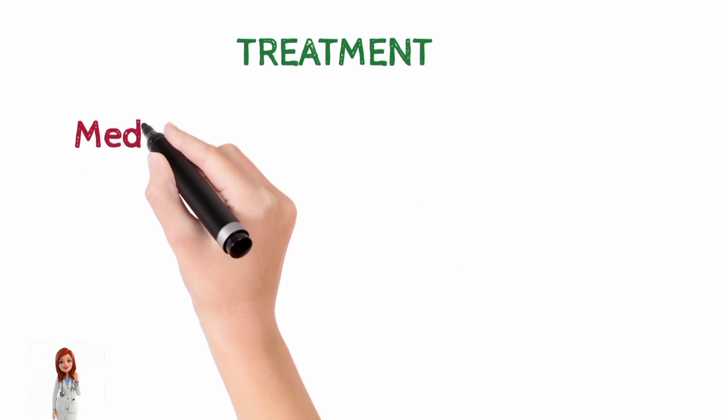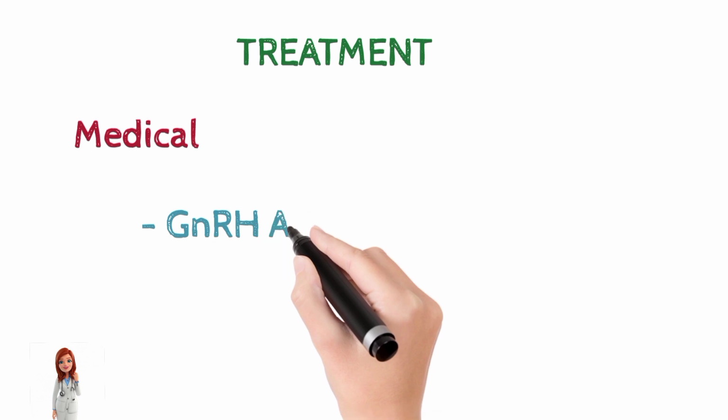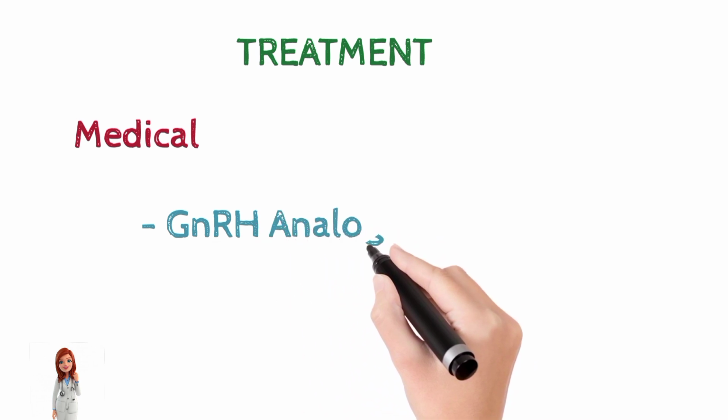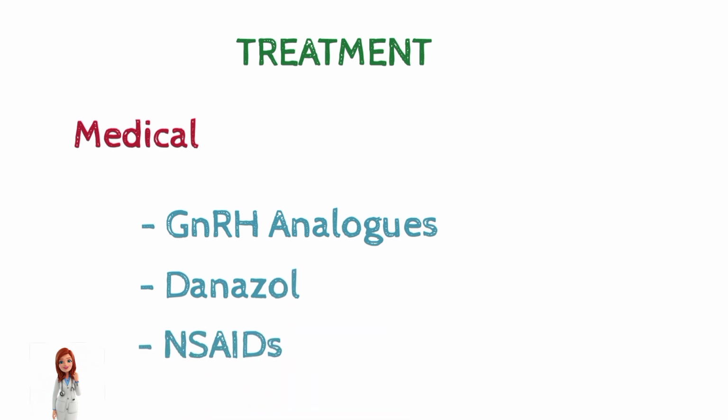The medical treatment involves blocking the estrogen, as fibroid is an estrogen-dependent disease. GnRH analog would do the same. Danazol and NSAIDs are also given in some conditions.